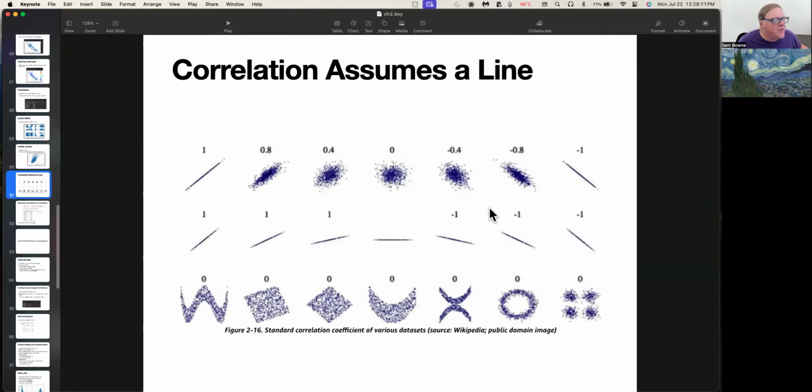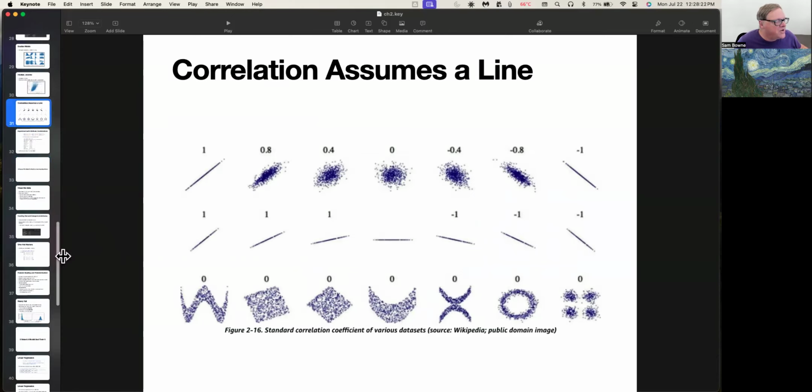By the way, that's an important thing. Correlation assumes a line, so even things that are actually related to each other like this will appear with zero correlation. So that's an issue. Correlation coefficient is not a perfect measure to see if something matters. It just detects if it matters in a very simple way.